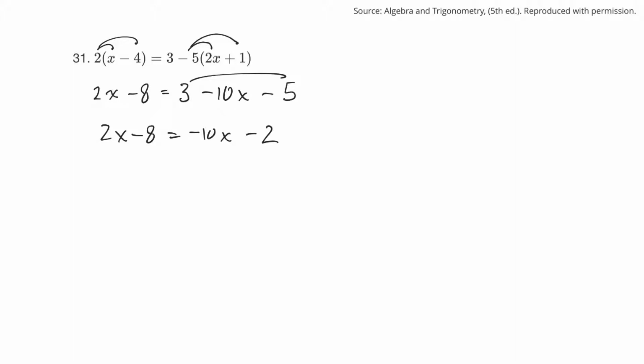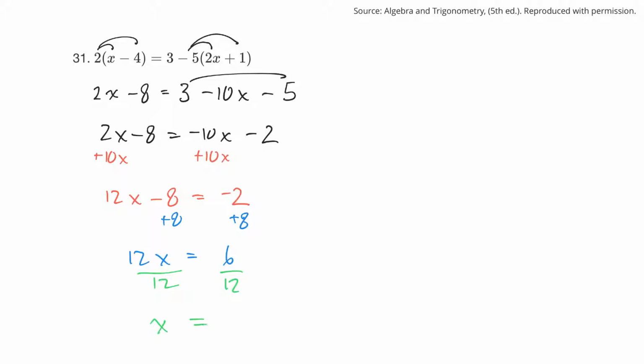Now let's move all the x's to the left-hand side. So I'm going to add 10x to this side. If I do it, I have to add it to this side. So I'd have 12x minus 8 is equal to a -2. And then we'll add 8 to both sides. So I'd come up with 12x is equal to 6. And then divide both sides by 12. And I'd come up with x is equal to 1/2. Okay? And then at the end, it's not a bad idea to take that and plug it back into the original equation where you see both those x's and see if the answer is correct.